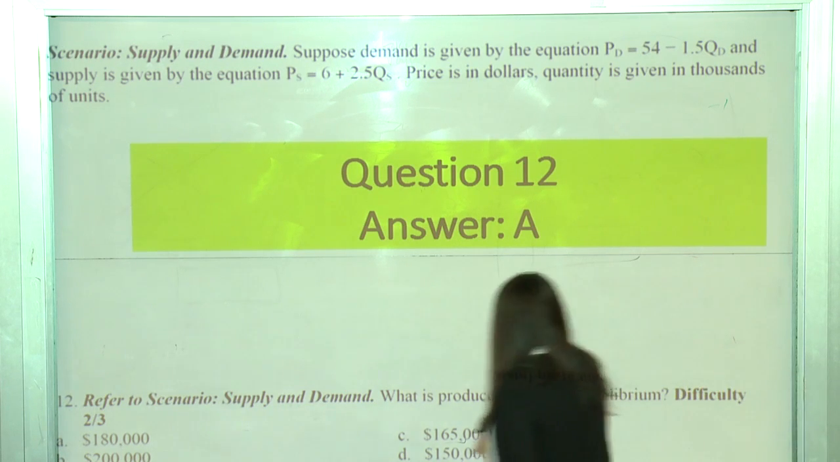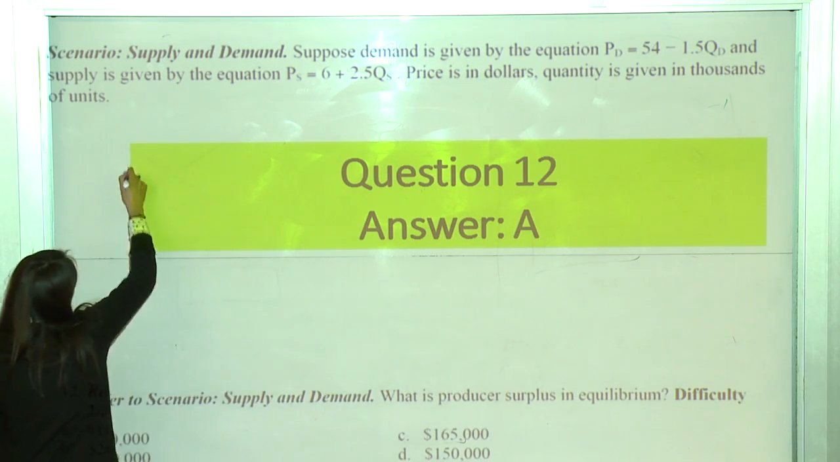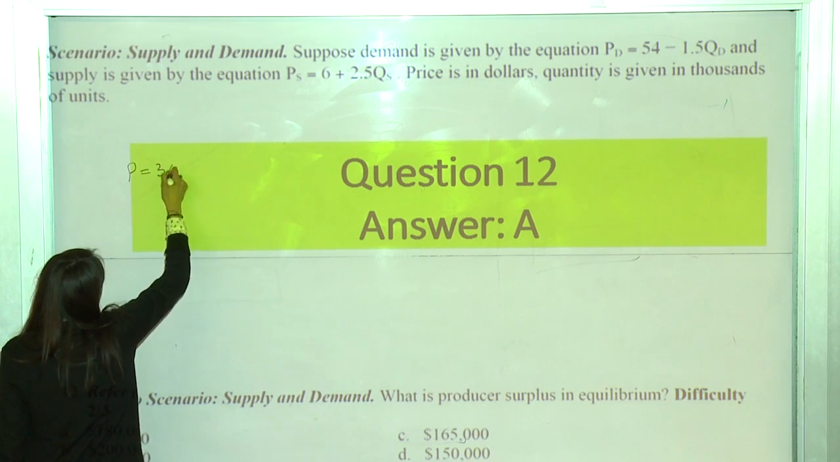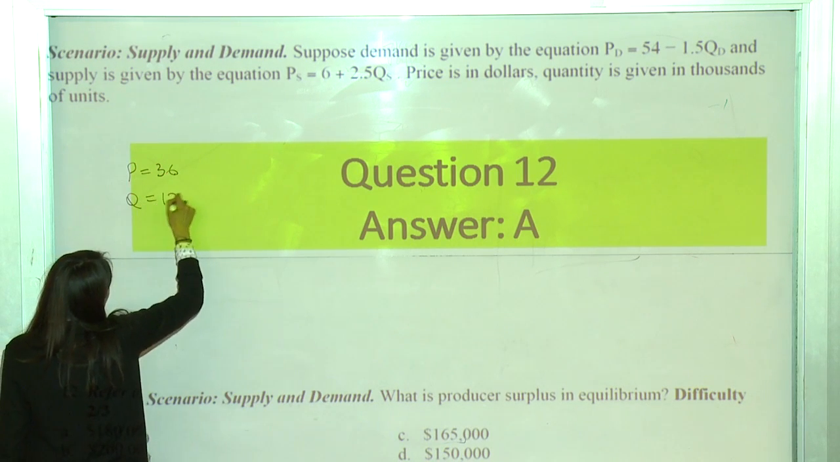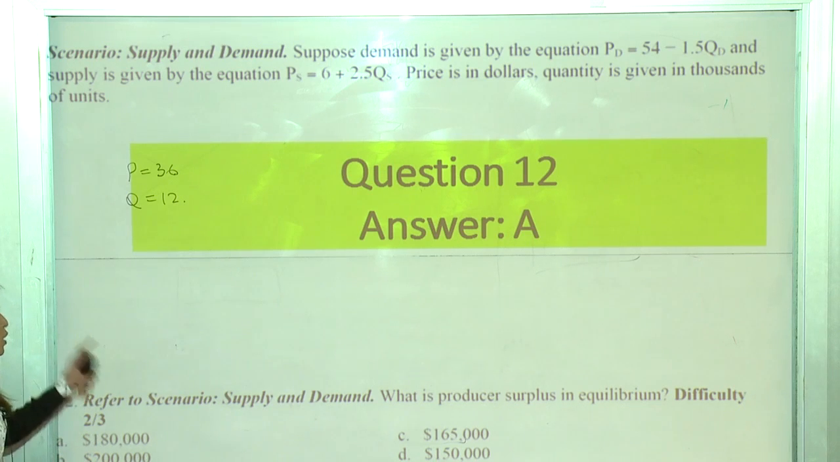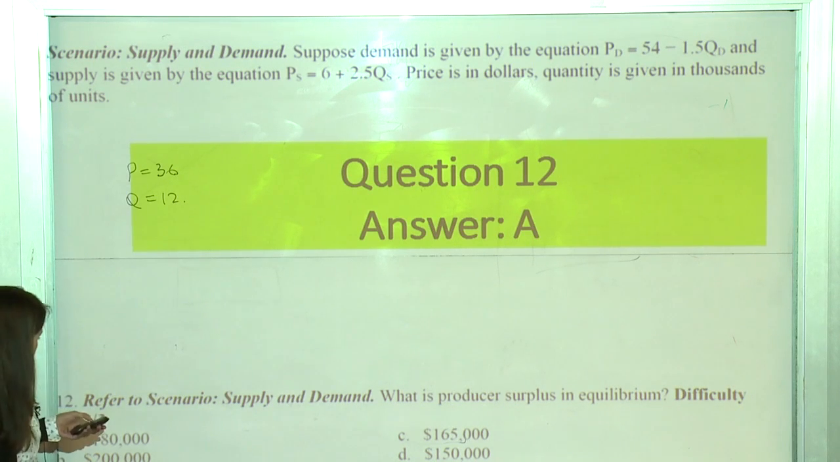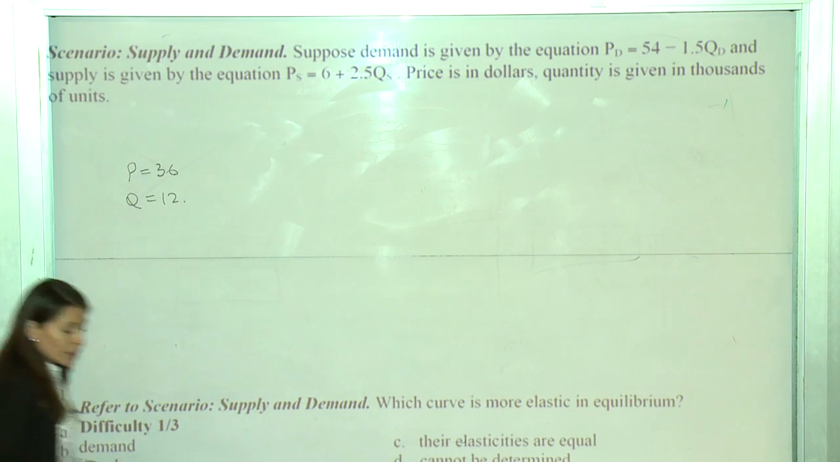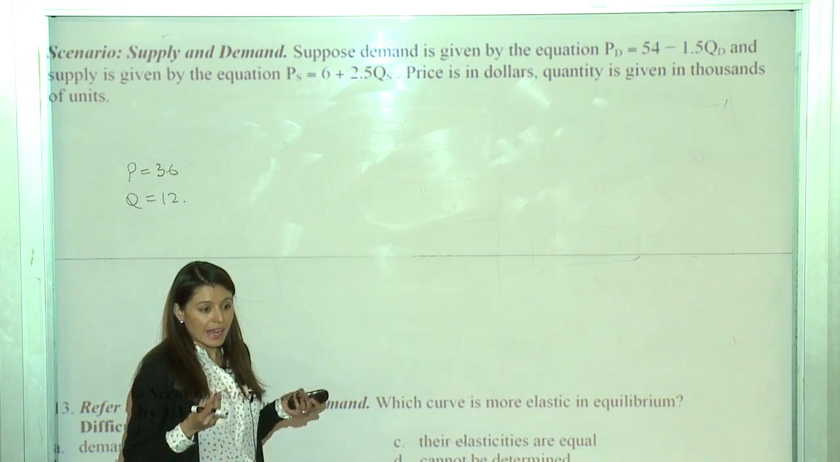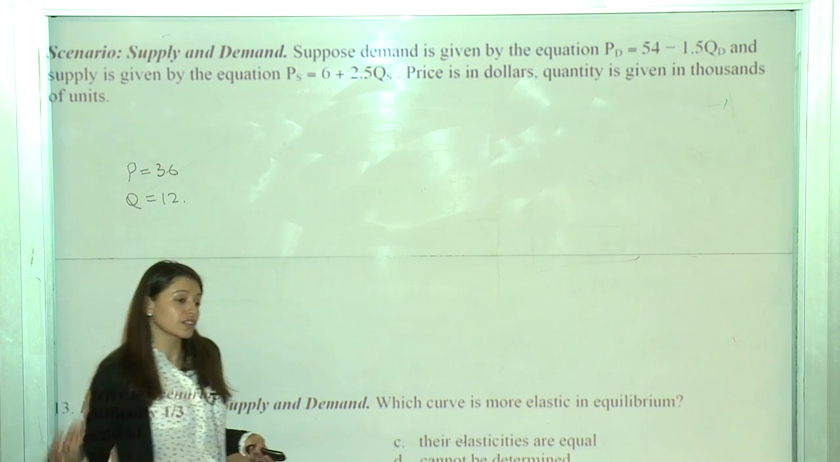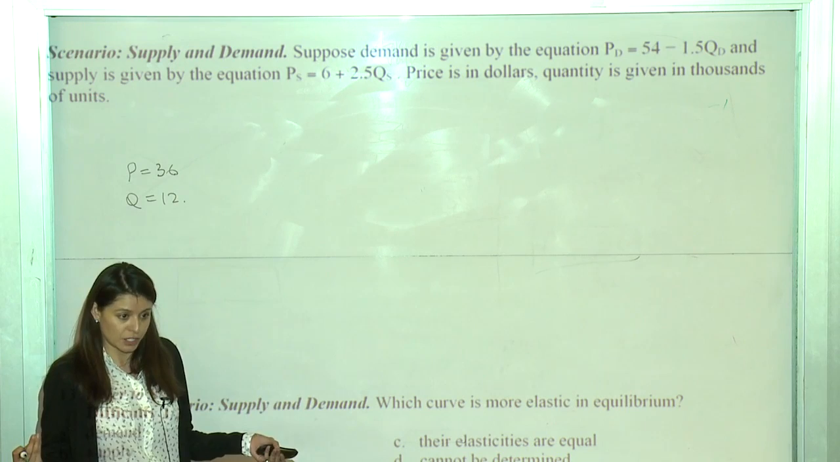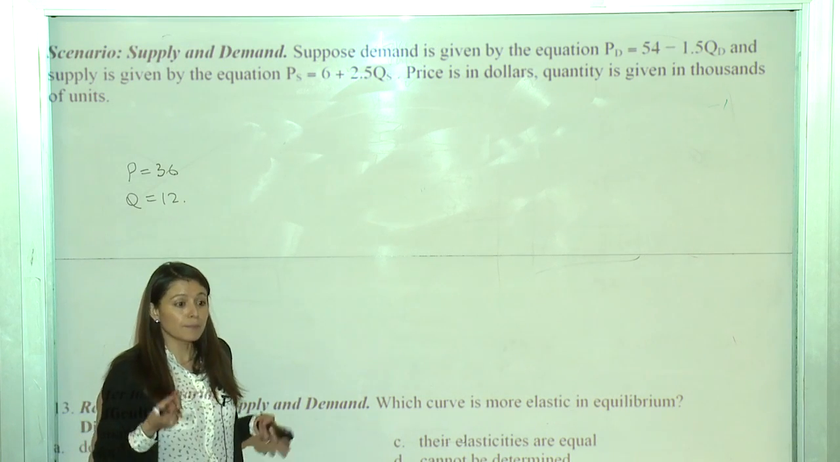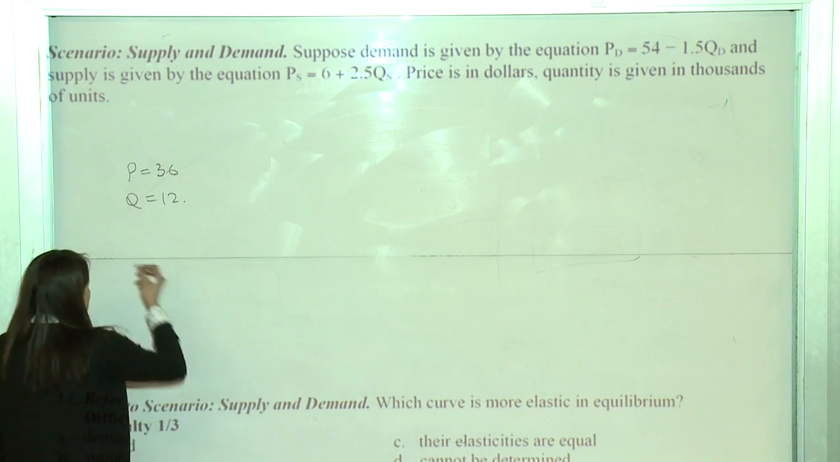Okay, now, again, price is equal to 36, quantity is equal to 12. We are going to need this. Which curve is more elastic in equilibrium? So, what do we do here? We calculate the elasticity in equilibrium for the demand function and for the supply function. What do we use? The point elasticity formula that we mentioned before.